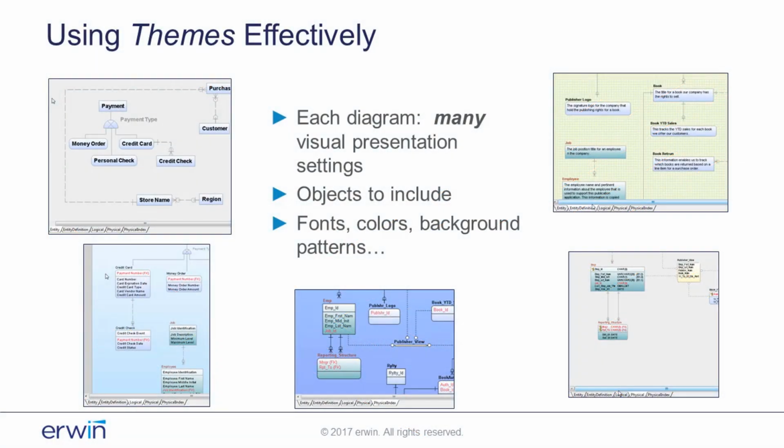Here we see gathered together on one page all 5 of those diagrams from our book subject area. For each diagram, we've chosen which objects to include and which details to show for those objects and how to present them. Fonts and colors, the level of detail that we want to show. Do we just want to see the name of the entity inside the box? Do we want to see a definition inside the box? Do we want to see a list of all the attributes inside the box? Background patterns, lots and lots of details. Not to mention, well, which items of the subject area do we want to display in this particular diagram?